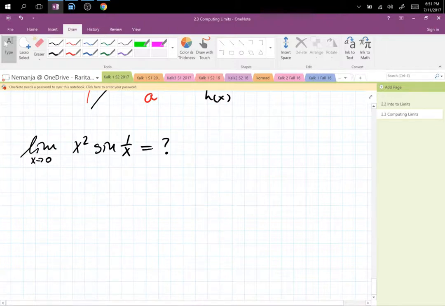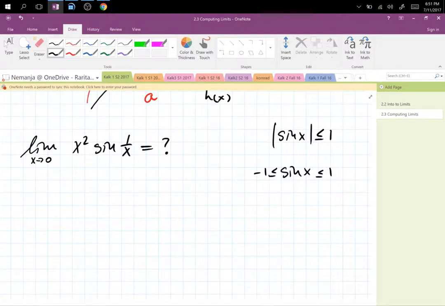We start this by realizing that sine x is bounded by 1. That means that sine x is in between -1 and +1. So I'm going to start this problem by writing the bound on sine 1 over x. Sine 1 over x is bounded between -1 and 1.